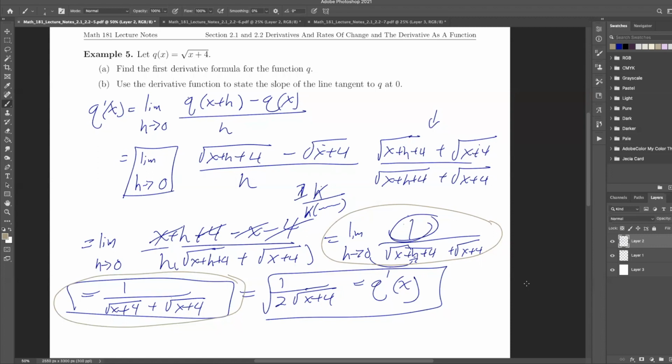Okay. All right, so let's do the last little step. I want to find the tangent line at 0.